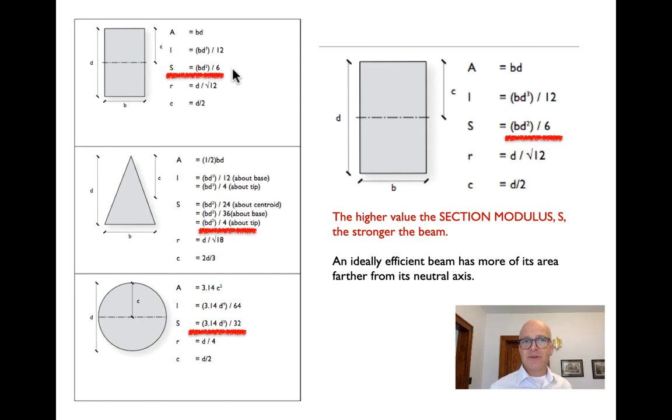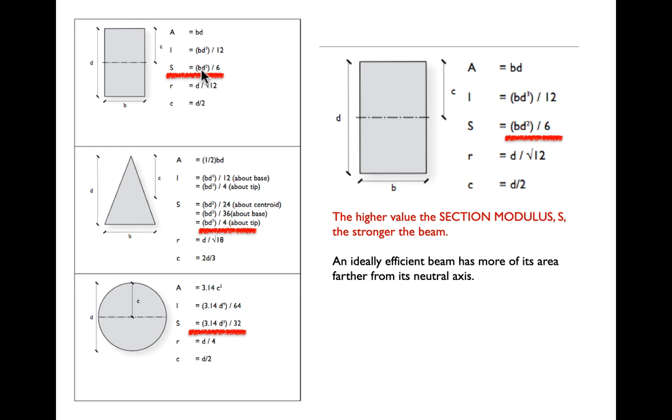Okay, like I said, for simple shapes, we can just look this up too. So you can see that section modulus of a rectangle, we're taking out one factor of depth, or 1/2 depth. So we end up with BD squared over 6 from BD cubed over 12. And here are the section modulus figures for our other two common shapes.